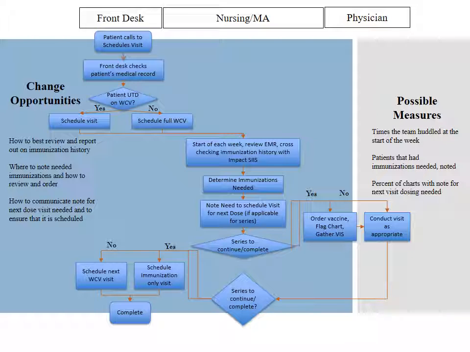And then to that next level, communicating a note for the next dose and the visit that may be needed to complete a series and ensure that that visit is scheduled in appropriate timing and spacing. And some ways to potentially measure these things, if we're looking at how to review and report out on immunization history, it may be trialing the best time of day to have a team huddle, trying it at the start of the week or daily, and see what's the best way to communicate that information.